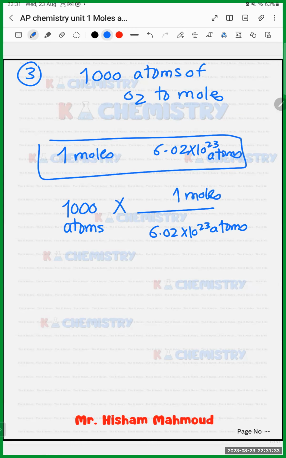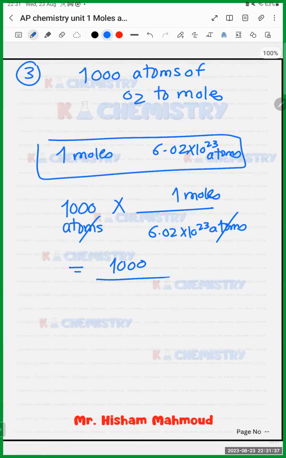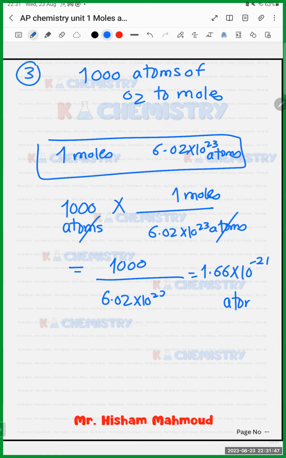This means you are dividing 1,000, cancel this with this, by Avogadro's number. So you are going to get almost 1.66 multiplied by 10 to the power of 21 atoms. I'm sorry, moles. Sorry, moles. Because the moles is coming out here.